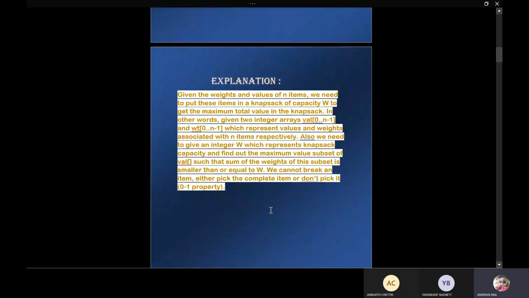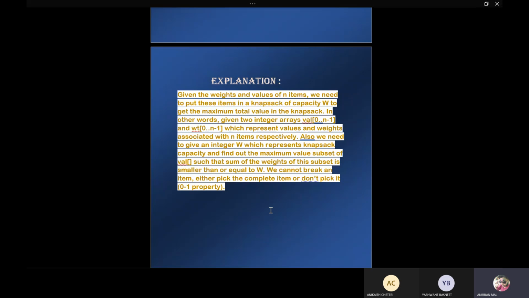The entire explanation in the form of an example is: given the weights and values of n items, we need to put these items in a knapsack of capacity W to get the maximum total value in the knapsack. In other words, given two integer arrays, a value array with items from 0 to n minus 1, and another array, weight, which also contains items from 0 to n minus 1, which represent the values and weights associated with the n items respectively.